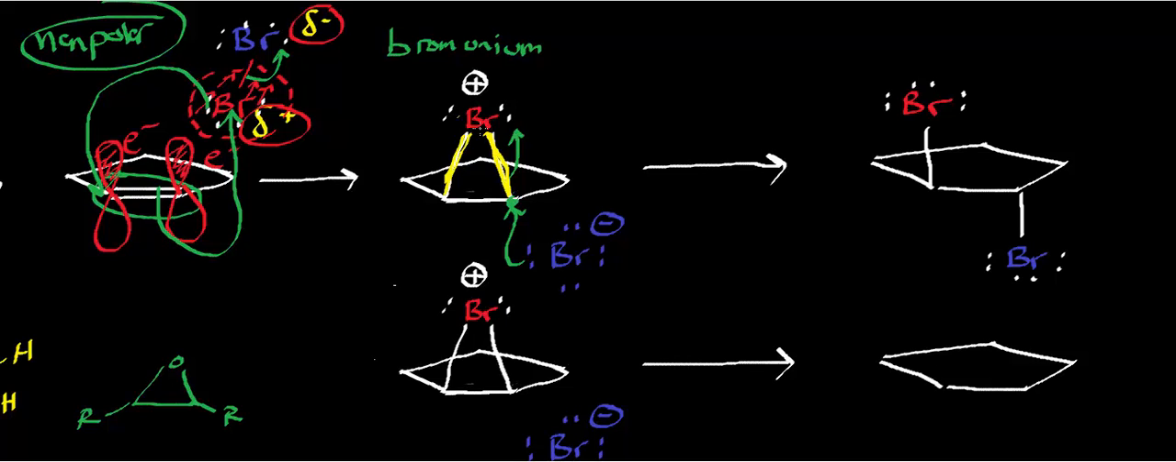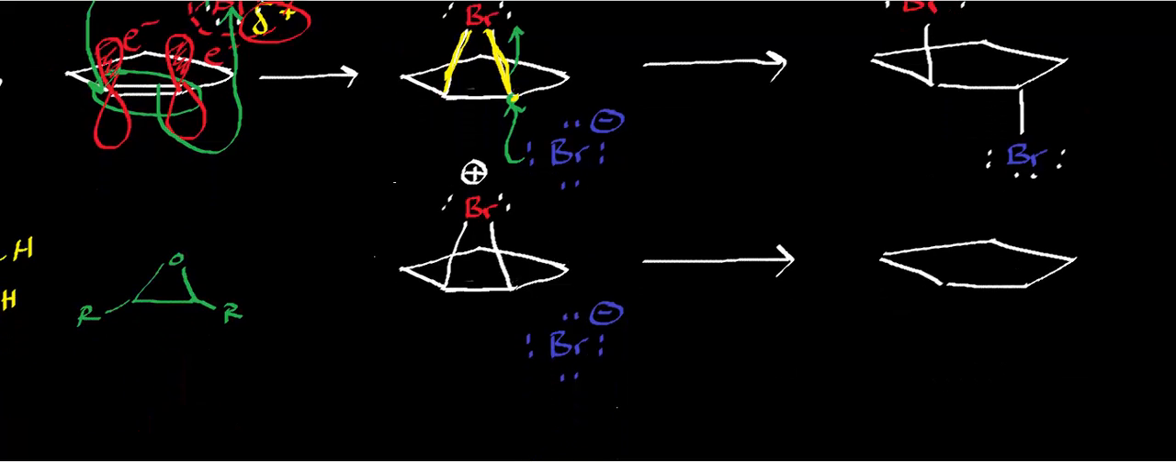Okay, so if the bromonium we draw on the top, and we could also draw it on the bottom, but if the bromonium's on the top, the other bromide has to attack from the bottom. It cannot attack from the top due to electronic repulsion. Okay, now if the bromide attacks this side, then obviously the blue bromide is going to be on the bottom and the red one's going to be on the top.